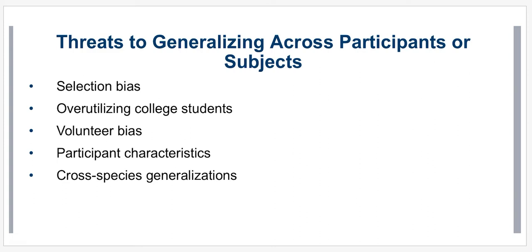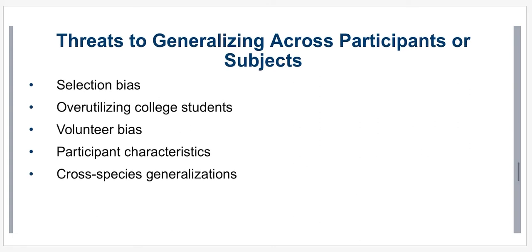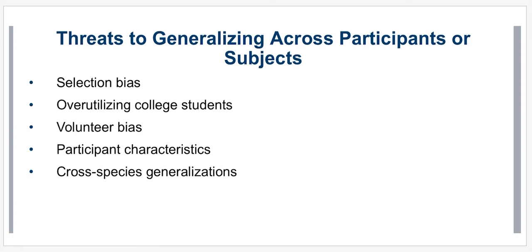If you are looking to generalize the results to all young adults across the world, but you only sample a few students from a Midwestern university in the United States, you aren't going to be able to generalize that to all young adults, right? And so there's things that you have to be aware of for that. That's selection bias. Then there's overutilizing college students.